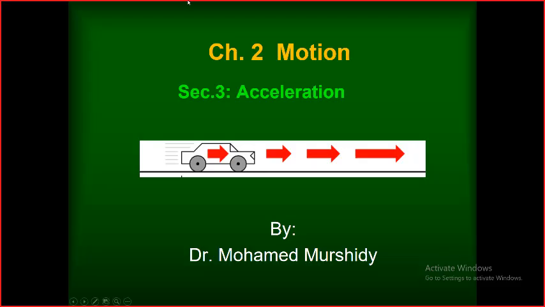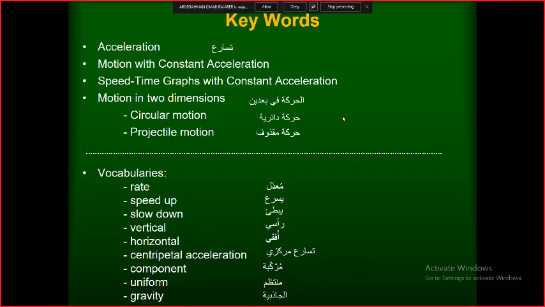We're gonna start today talking about the acceleration. These are the points that we're gonna discuss today. As you can see, we're gonna discuss what it means, the acceleration, motion with a constant acceleration, the speed time graph with a constant acceleration, and finally the motion in 2 dimensions. Examples, circular motion and the projectile motion. These are the points that we're gonna cover today.